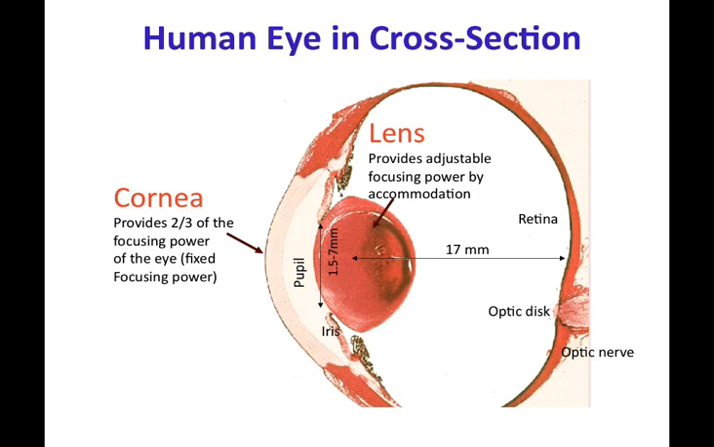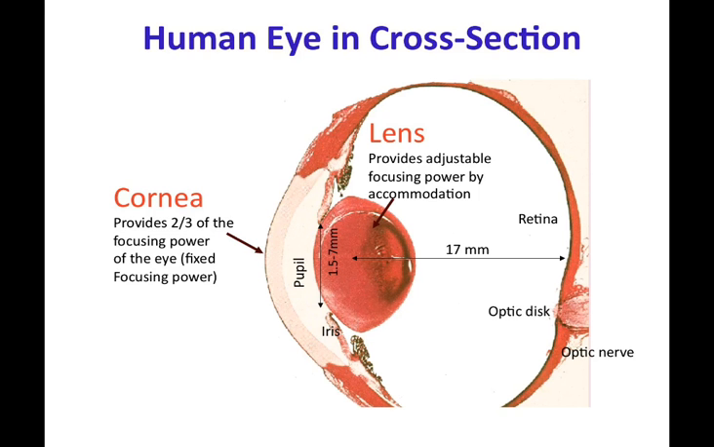Okay, so let's start from biology. This is a cross-section of the eye. And what do we have here? The front end of the eye is over here. There's this translucent structure called the cornea. Behind the cornea sits another structure called the lens, which is here.